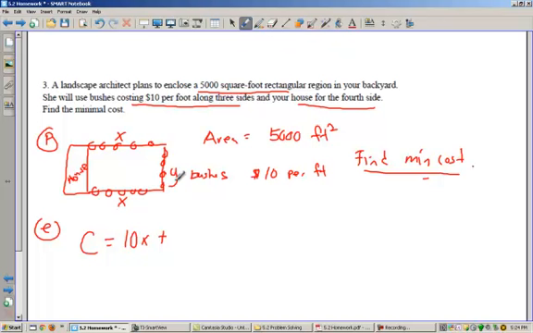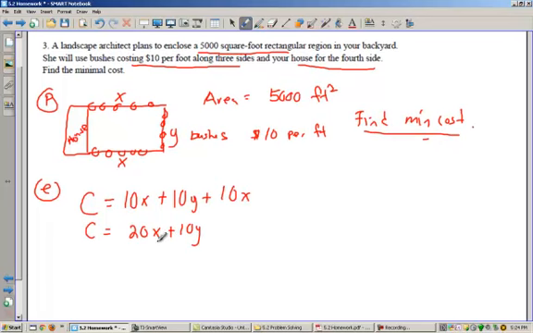Plus, once I have that idea, this is simple. It's just 10y for that side, plus another 10x for that side. And then, of course, it's $0 for this side because that's my house. So my cost function C is equal to 20x plus 10y. And I'm in the same situation as before. I'd love to graph this and find the minimum, but I have not one letter, but two, so that's where this 5,000 comes into play.